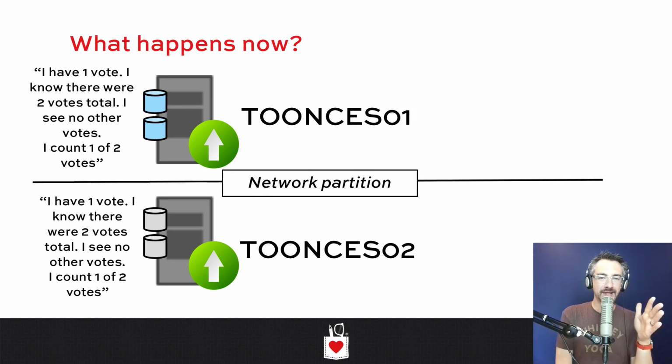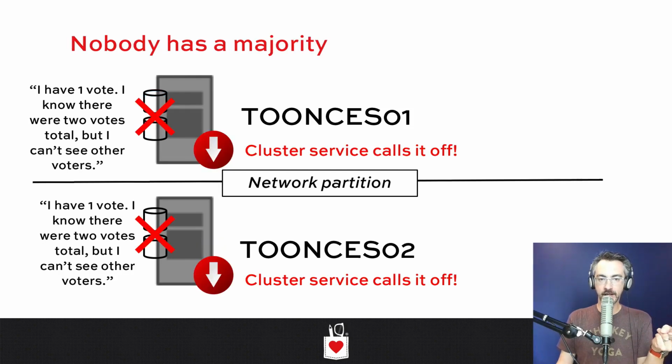What happens when they can't see each other? When they can't see each other, I need a tiebreaker, because by default, 50% of the votes isn't enough to break a tie. By default, if I have two nodes in my cluster, say Toonsis 01 says I can't see Toonsis 02, his cluster service stops.